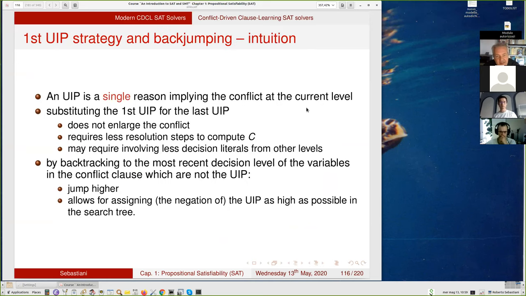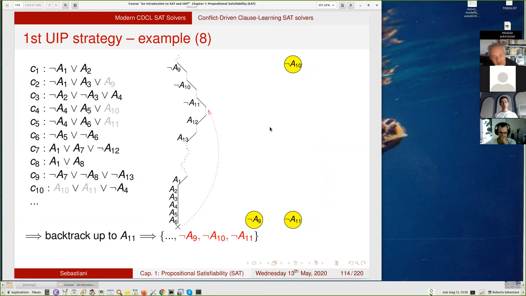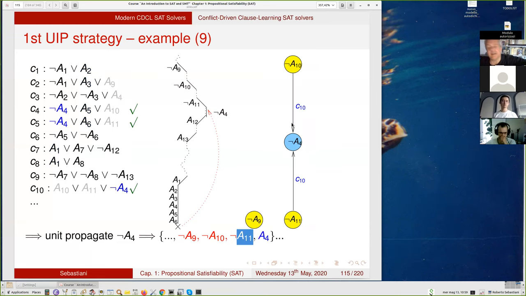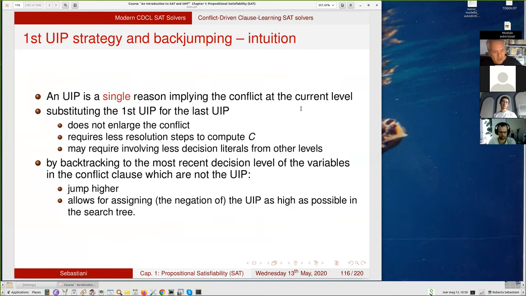Okay, so that's backjumping. You see, you jump much, much higher. So this is modern. We have seen the basic idea of backjumping and the modern idea of backjumping. But in both senses, it's a huge advance in search. Orders of magnitude faster. Okay. So in general, you jump higher, and so the idea is that you're allowed to assign the negation of the UIP as high as possible in the search tree.